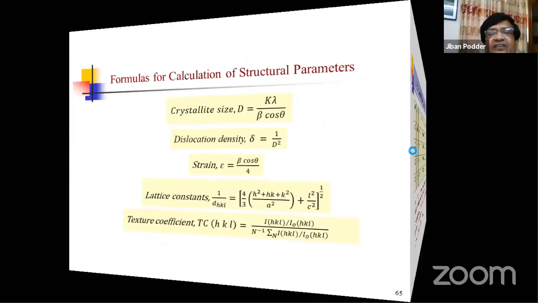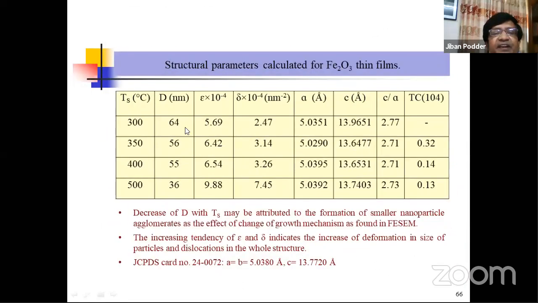Here you see the structural parameters. The average crystallite size here is 64 at 300 degrees, and ultimately at 500 we are able to reduce the crystallite size to 36. So it is confirmed that the annealing temperature plays an important role in reducing the size of the nanostructured material. We also calculated the dislocation density and strain for all the as-deposited and annealed samples.